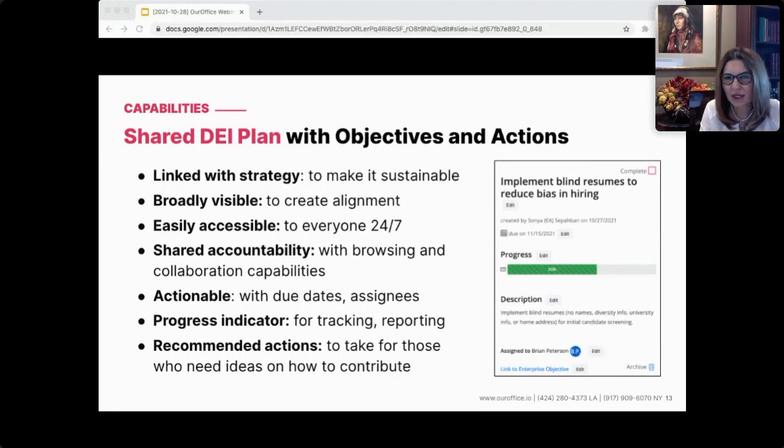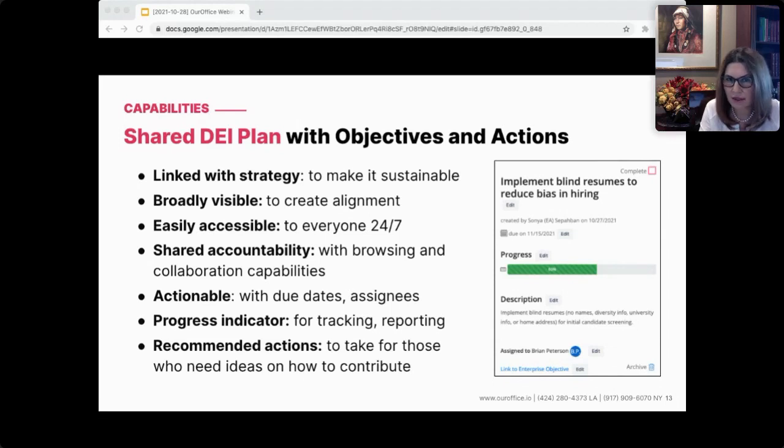Now, what's critical in this, right? What are some of the capabilities you want this tool or a piece of software to help you with? We have here, of course, on the right-hand side, an example of our Office platform and what we provide, right? This is an example of an action that is identified here. And what you want to be able to do is look at this action and quickly see if it's linked with a strategy, because that's what makes it sustainable.